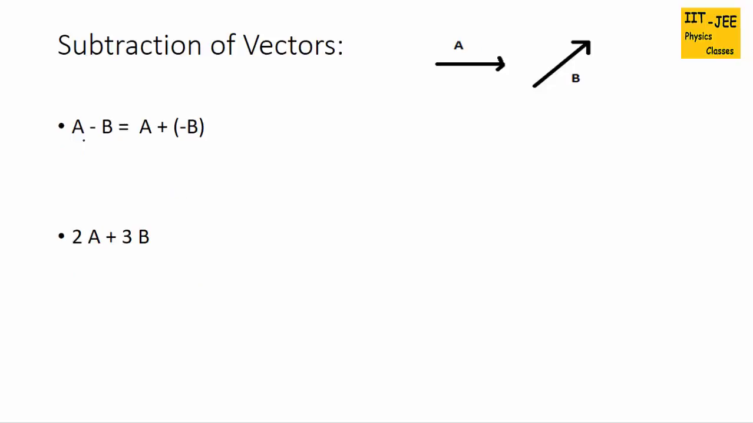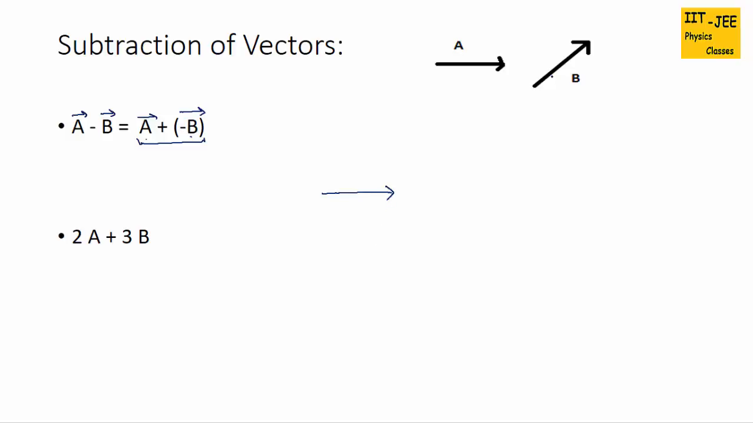Subtraction of vectors. Here we have to subtract vector A minus vector B. It is the same thing as adding vector A and negative of vector B. So we will use the head to tail method to add vector A and vector minus B. So step 1, draw a parallel vector to A of the same length and same direction. Then from the head of vector A, we will start the tail of vector minus B.